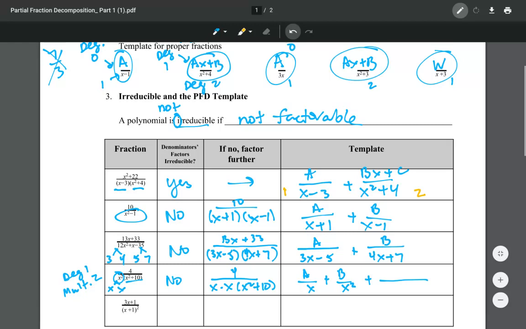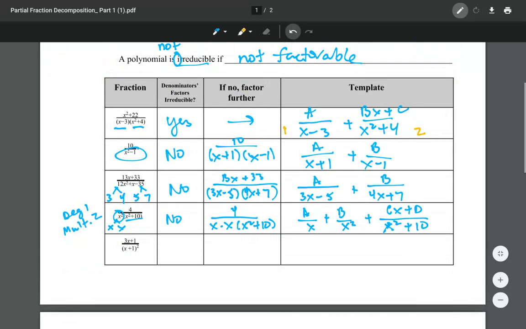Okay, so what else? We've got the x squared plus 10. I don't want to forget that. X squared plus 10. This one is not an x squared by itself. So this one is degree 2. I need a linear numerator. Lines are mx plus b, ab, I'm on c, cx plus d.